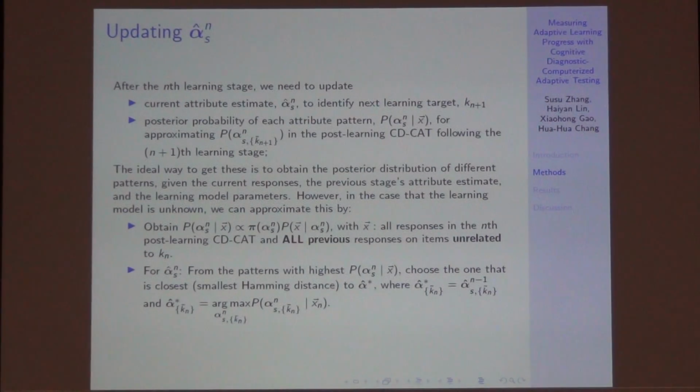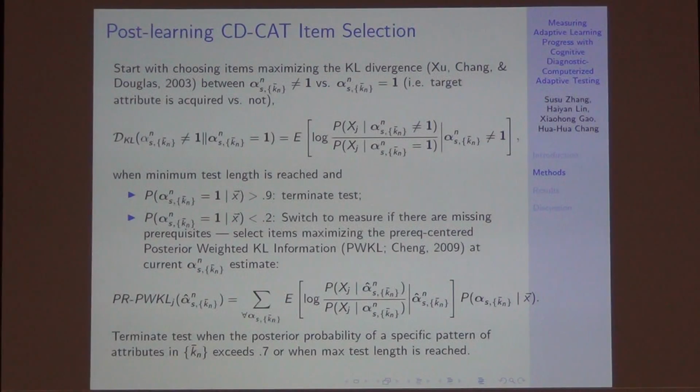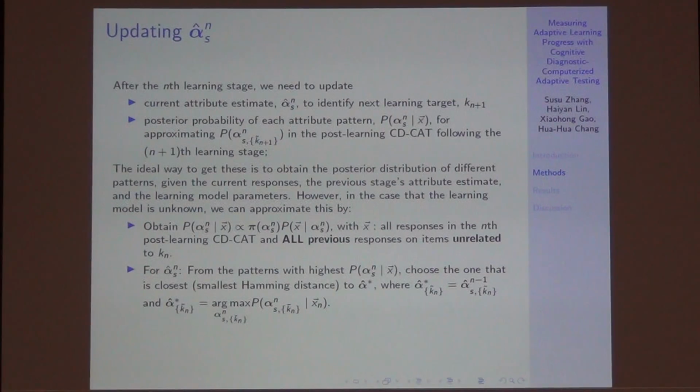And after each stage, so far the measurement is focused only on the subset of skills. But after each stage, we do have to obtain a point estimate of the entire attribute pattern to be able to guide the subsequent learning and for some further computations. So the ideal way to do this is if we have a learning model where we know the transition probabilities from the previous stage to the later stage, we can obtain the posterior probability of different kinds of overall patterns based on the estimated pattern from the previous stage, the transition probability, and also the responses at this stage.